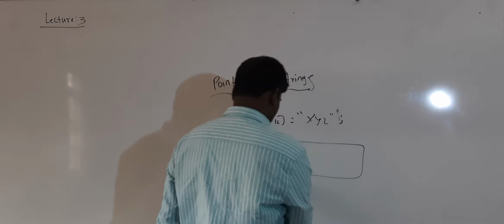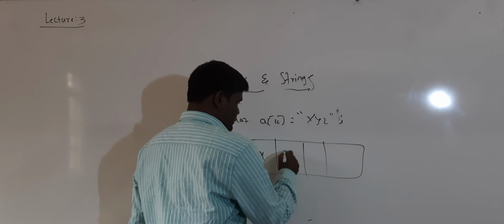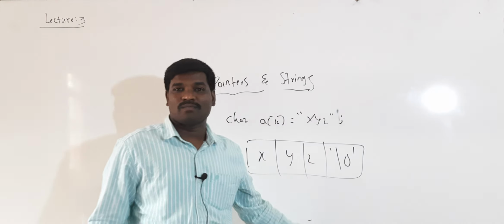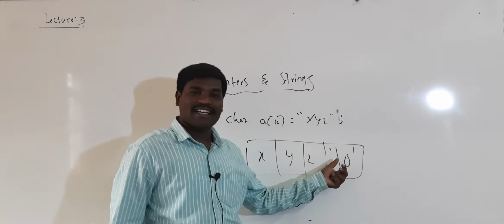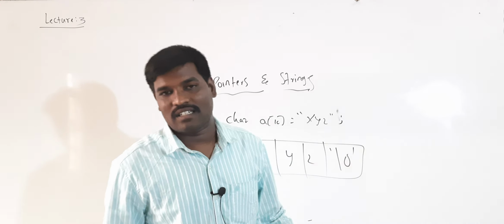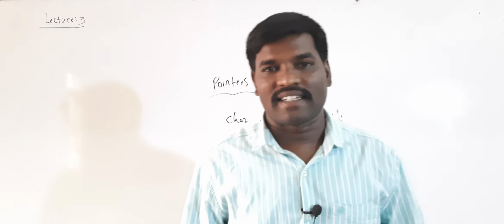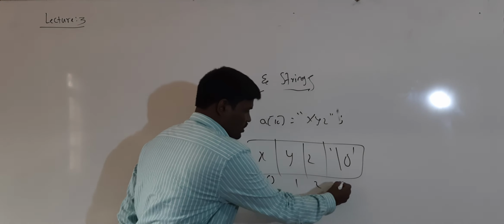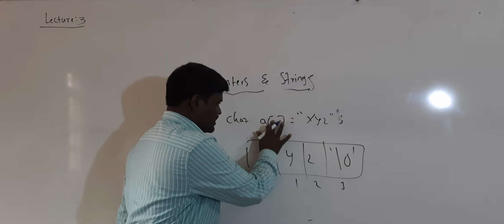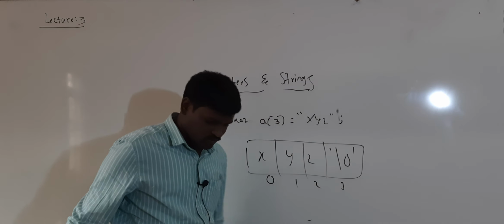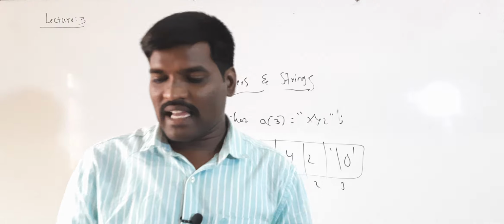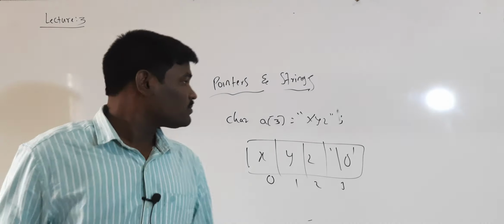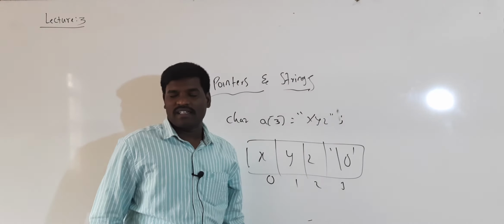Here the positions hold x, y, z and finally the last character must be a null character. How do we identify the null character? Backslash zero indicates the null character. Here the positions are 0, 1, 2, 3. So I can consider 3, char a of 3 is equal to x, y, z.